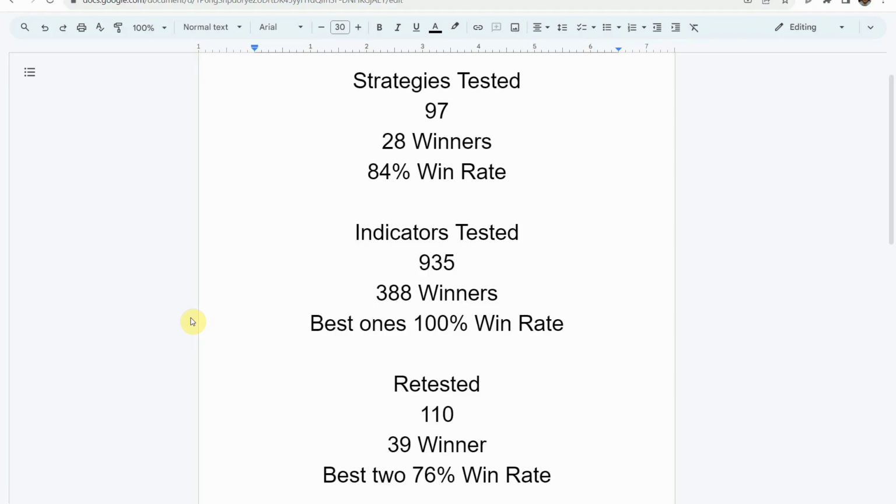We've also retested in the advanced testing 110 of the winning indicators. 39 of them have been able to maintain the winning status, the best two with a 76% win rate. Keep in mind that we test most of these indicators and strategies on the crypto and Forex market, but they can be applied to just about any market and time frame universally.